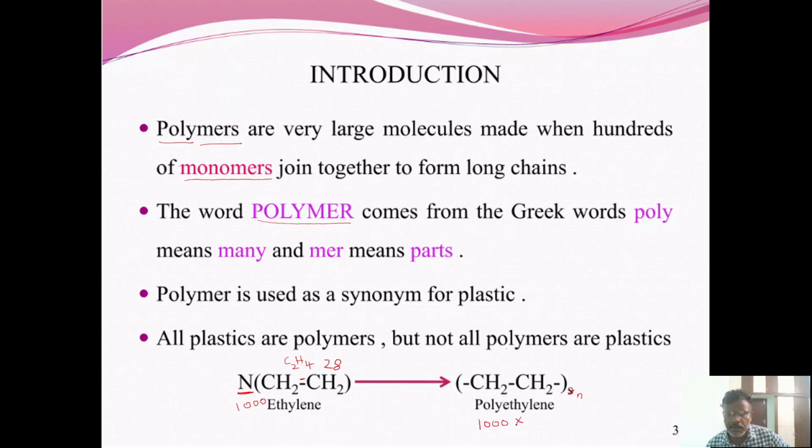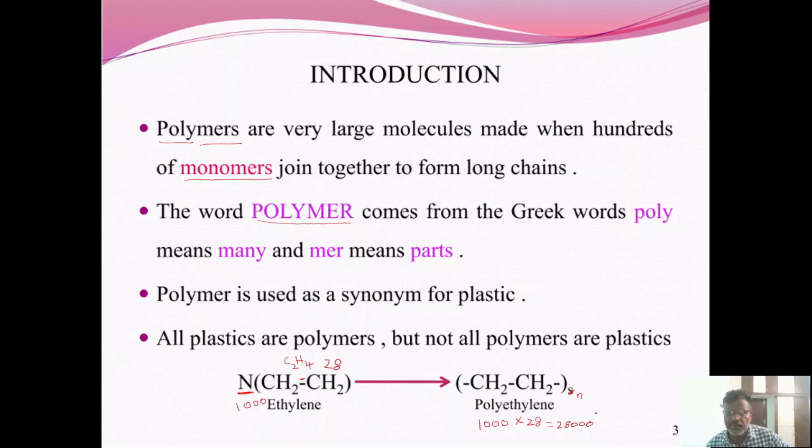So the molecular weight of the polymer is supposed to be 1000 into 28. So it is 28,000. That is the molecular weight of the polymer. This is the way we find the degree of polymerization.